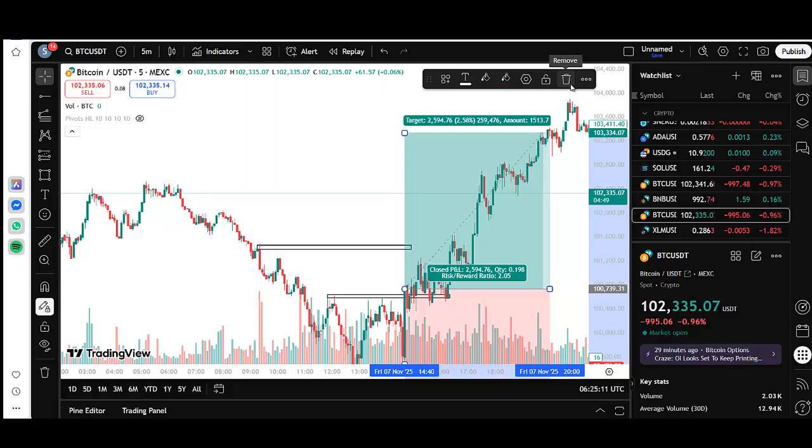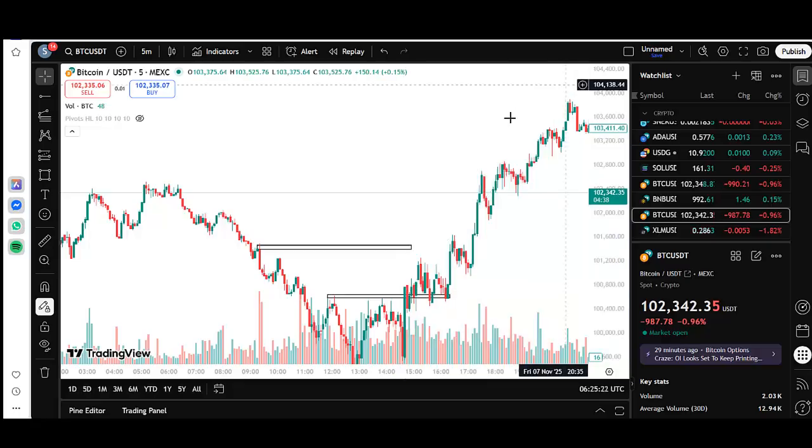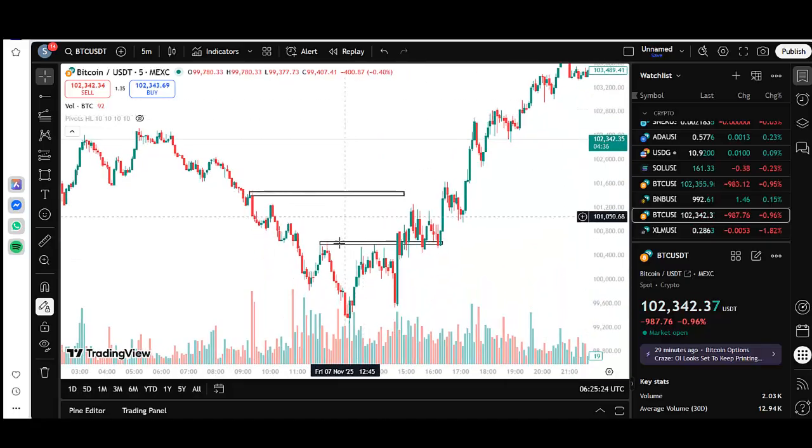So that's like 2 trades just off market structure. You don't care where the market is going. All you are doing is waiting for the market structure, waiting for the market to print. So very simple, right?